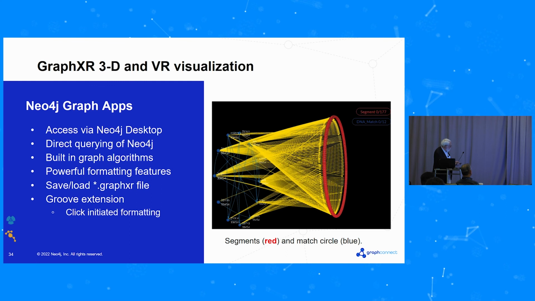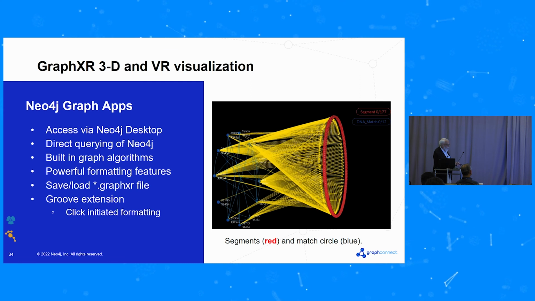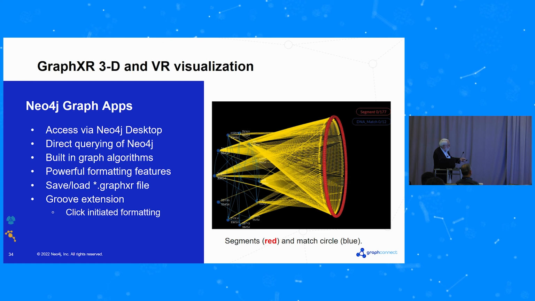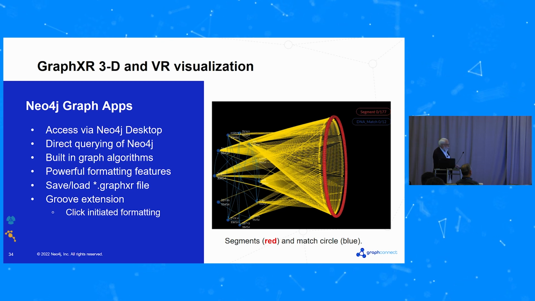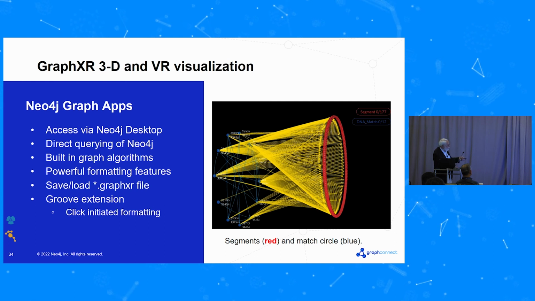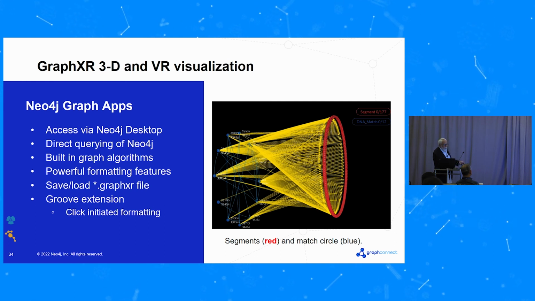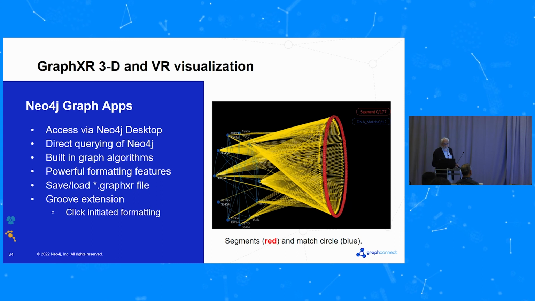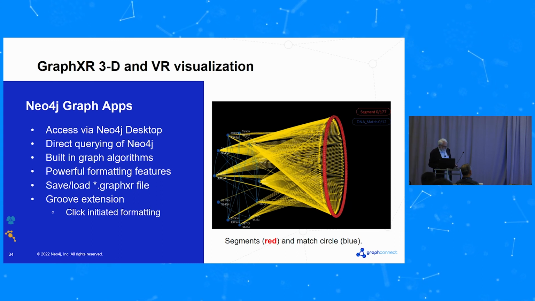And one of the things that Wei and I are working on right now is this Grove extension that they have. And the nice thing about that is that you can set it up so that you bring the data in directly into GraphXR, because it can query the database directly, and then you can click on a link in the Grove extension and it'll render the format that you want. So we're working on some more of that to really optimize that.